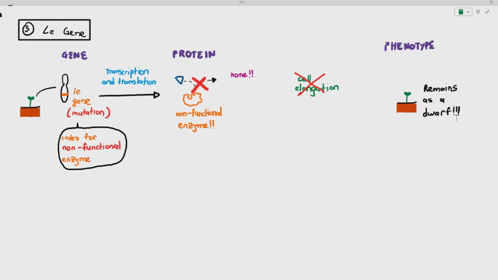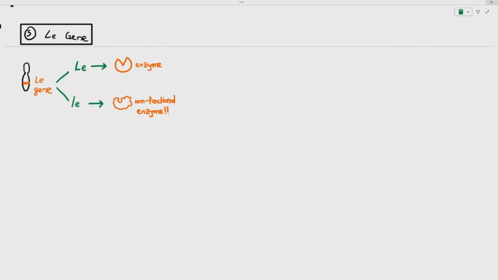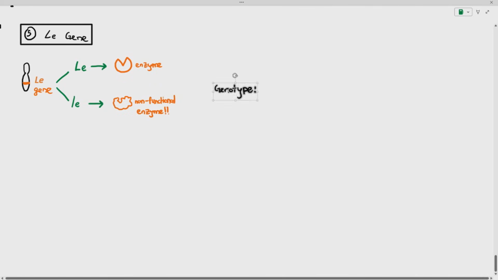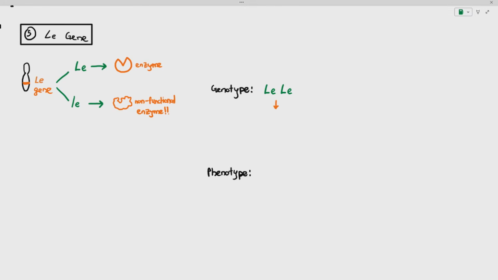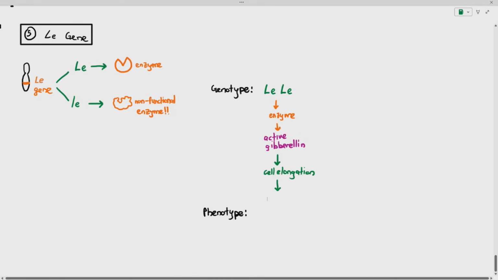That's it. So the LE gene in this case has two alleles, where large LE is a dominant allele which codes for the normal enzyme, and small le codes for the non-functional enzyme. So if the genotype of the plant is large LE, will it be able to code for the normal enzyme? Yes. So will it be able to produce active gibberellin? Yes. Would it be able to cause cell elongation? Yes. So the plant in this case will be tall.